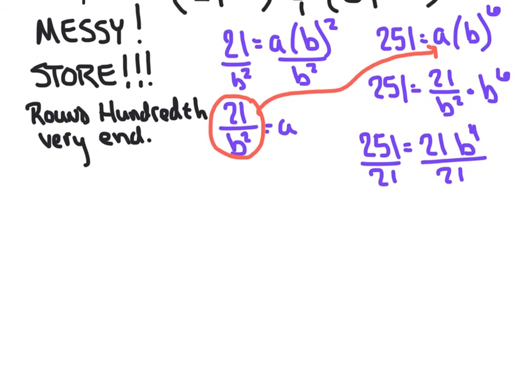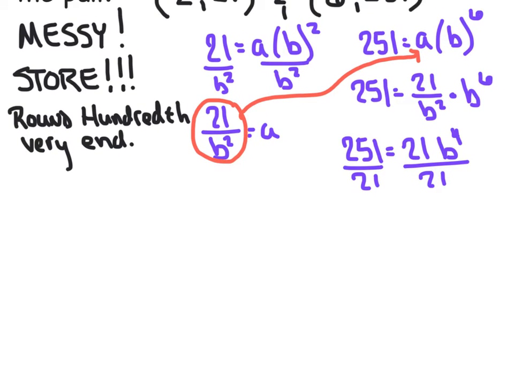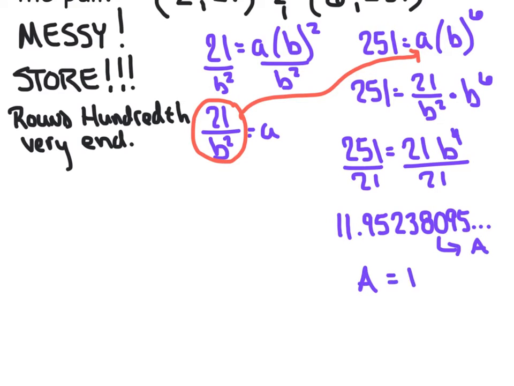And here's my first encounter with a really messy number. When I did 251 divided by 21, I got 11.95, and so on. What I did right now is I stored that as alpha A. Notice I'm using a capital letter now rather than a lowercase letter, so I'm thinking that capital A equals b to the 4th.